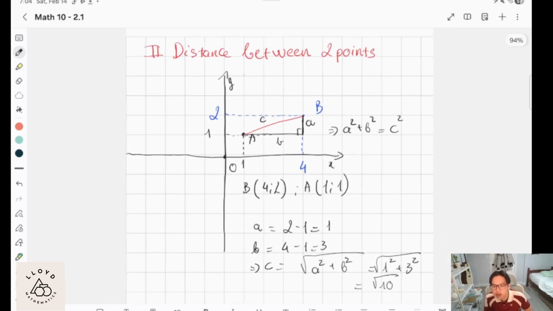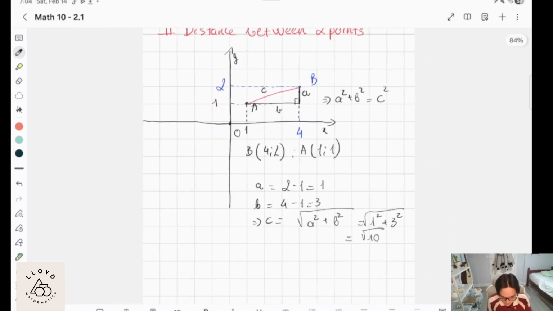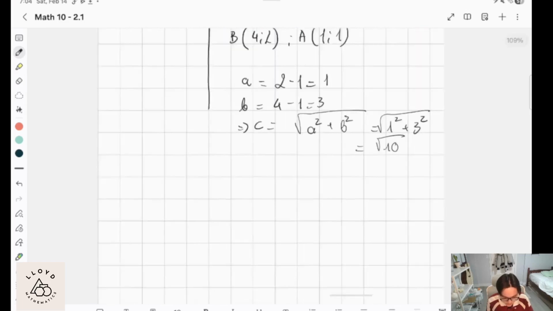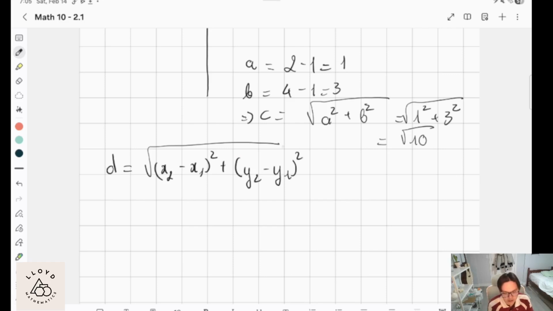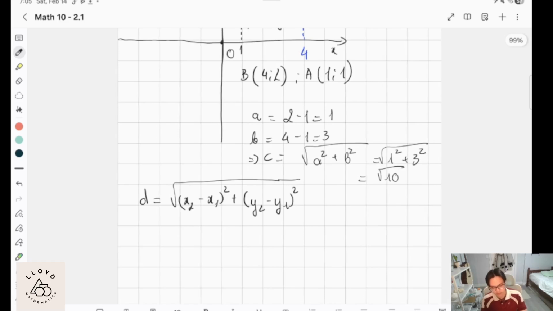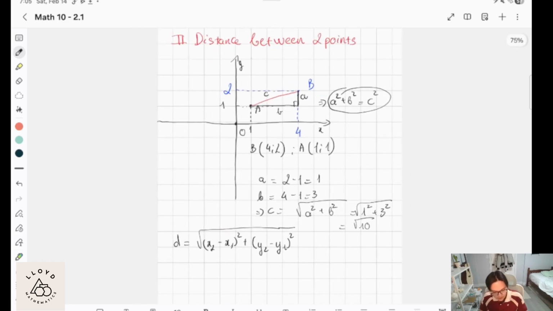And can we get the formula of that? The formula is this one. The distance between two points is equal to the square root of (x2 minus x1) squared plus (y2 minus y1) squared. This is because we used this theorem before.